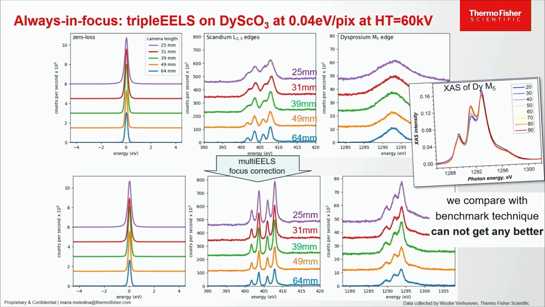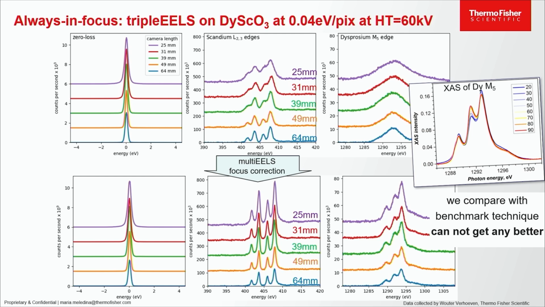You typically come to the ZLP, focus on it, but then you go to the core losses, and you start losing the energy resolution. Also, I tend to jump between the camera lens settings to optimize the collection. Usually you want to be low, but you can see when you go to the low camera lens, you also lose the energy resolution. And when you go further onto higher energy onsets, you are again in trouble, because dysprosium is basically looking like a hill.